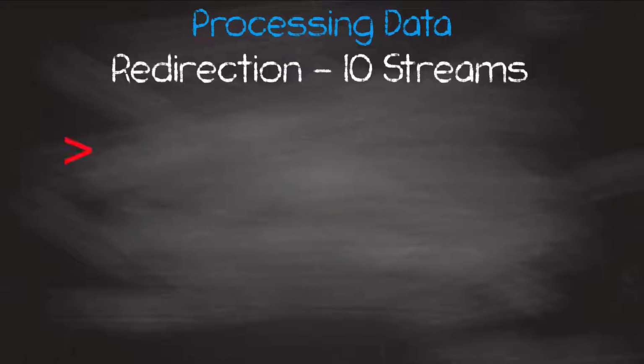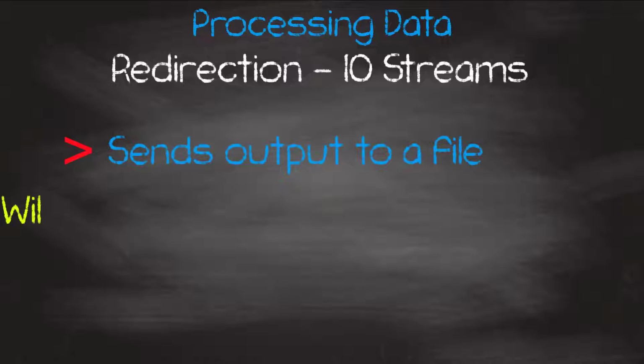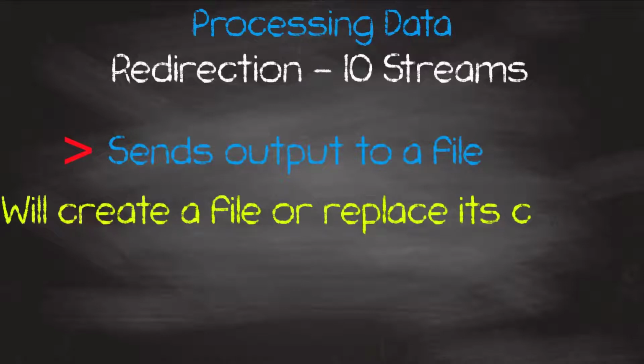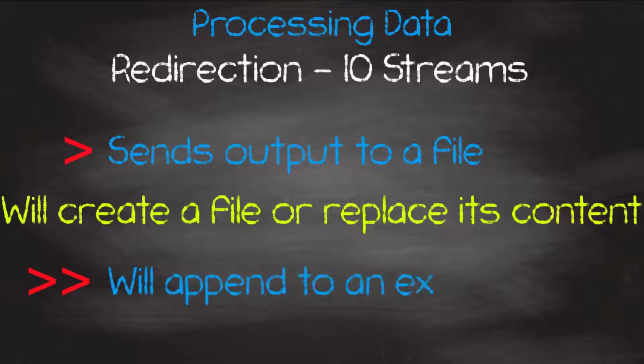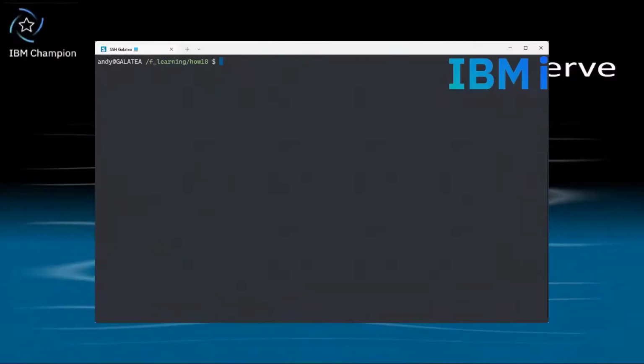We use the shell redirection character, the right arrow, to dump the output of a command to a file. The right arrow will either create a file or replace its contents entirely if the file already exists. Doubling the symbol, so two right arrows, will append the new content to an already existing file without erasing its content. All very handy.